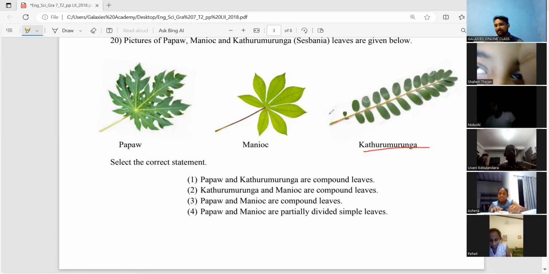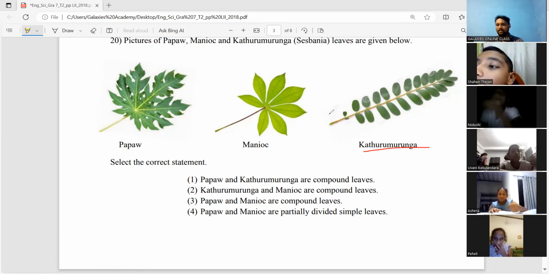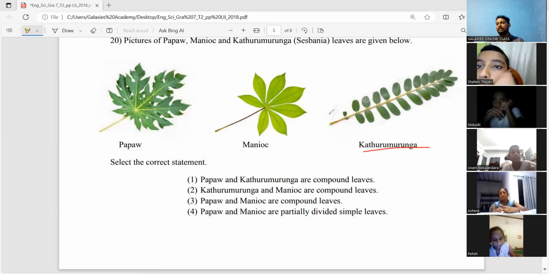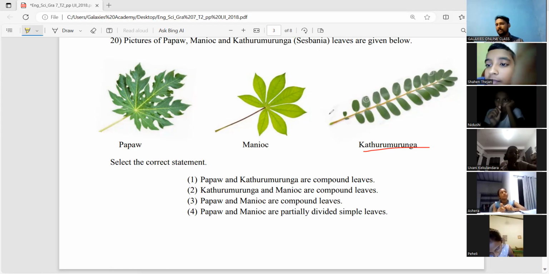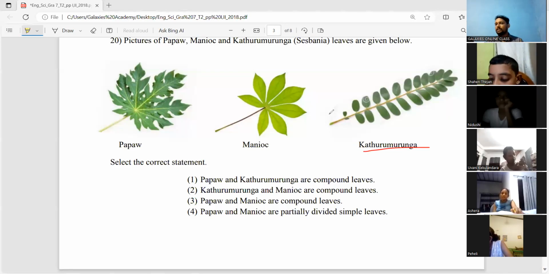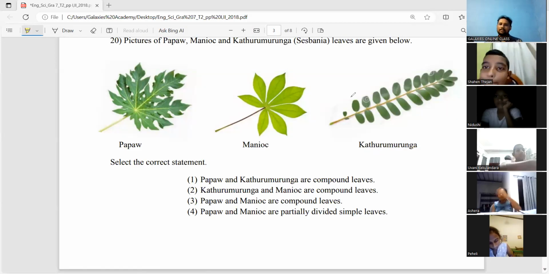What's the meaning of simple leaves? Leaf blade not divided or partially divided into the segments. So if there is a blade that is not divided or is partially divided into parts, we call them simple leaves. Compound leaves mean what? The leaf blade completely divided into the segments. We call the completely divided ones compound leaves.